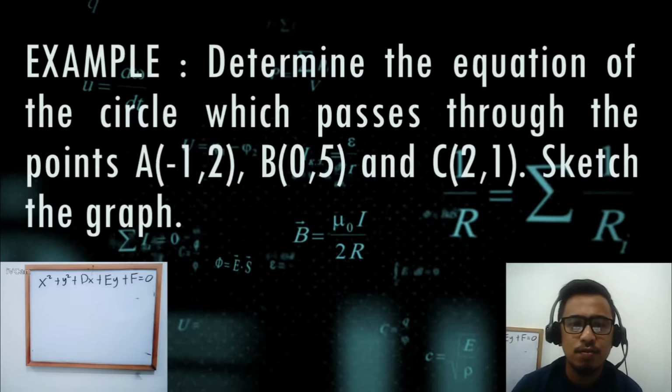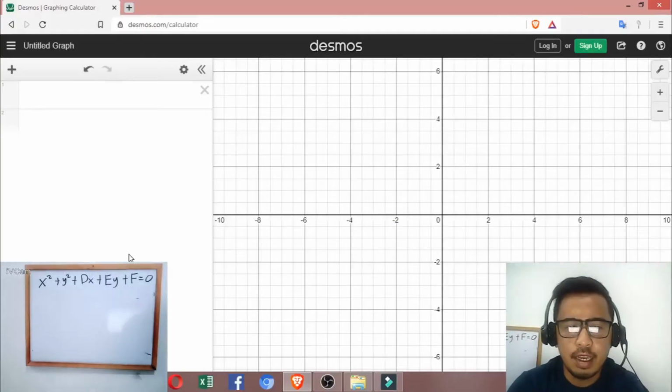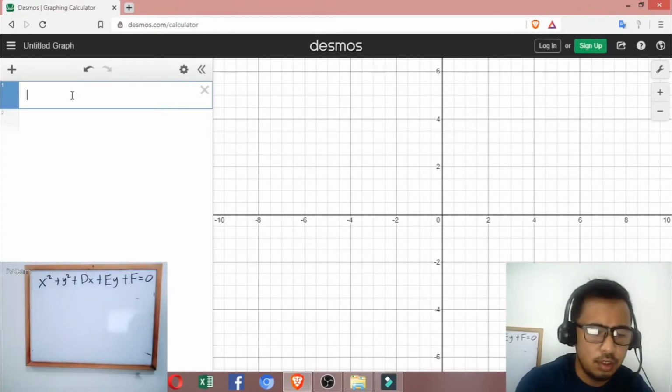Determine the equation of the circle which passes through the points (-1, 2), (0, 5) and (2, 1), and we are asked to sketch the graph. To sketch the graph, we will be using Desmos. So our given points are the points (-1, 2), (0, 5) and (2, 1). Let us graph that in our Desmos.